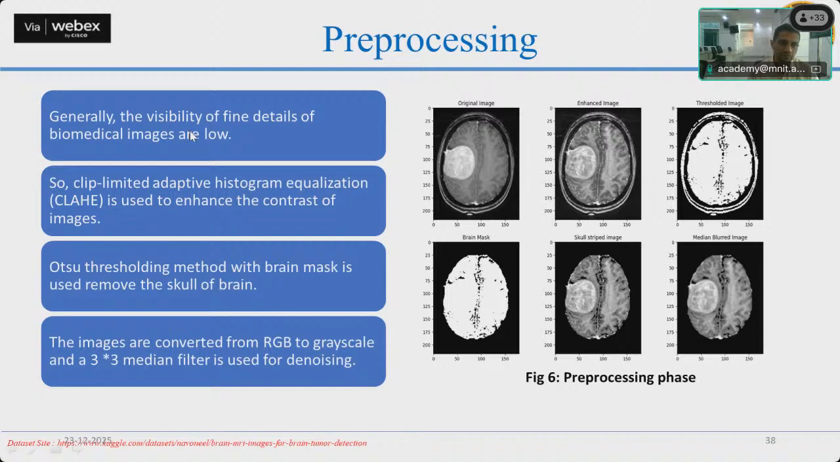So what is pre-processing? Generally the visibility of fine details in biomedical images is low. What you are seeing here is very difficult to make out, because it's all black and white, almost gray level. So when we enhance this image, that has been shown there. Thereafter we use a threshold image. You put up a threshold and the image is converted into two parts: below the threshold it is black and above the threshold it is white.